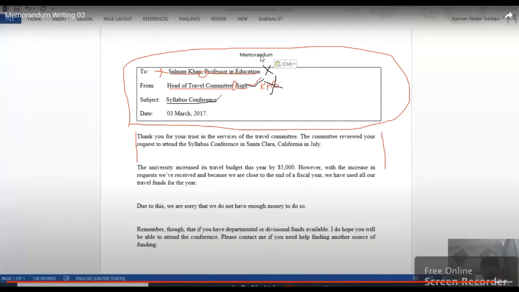And when it comes to subject, the subject is in title case. Remember, it is also in the video. You can also see later on. The date is in the same format. Paragraph sequence, this is a bad news memo. This is buffer, explanation, and then bad news and any alternative.